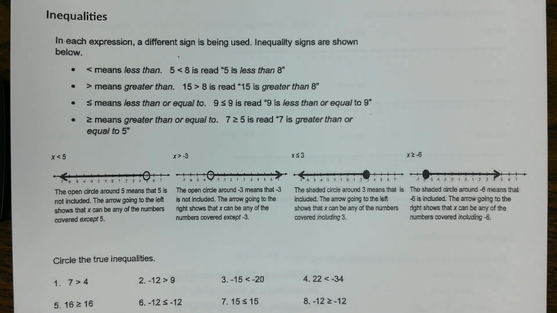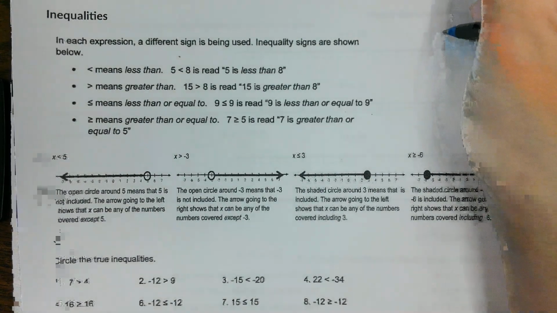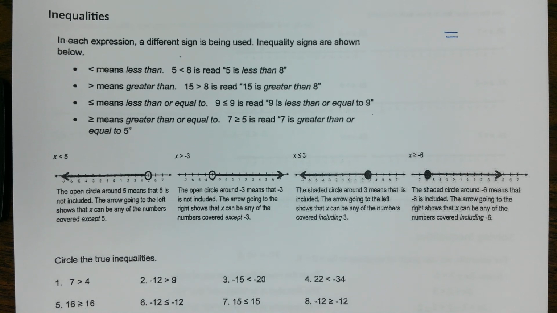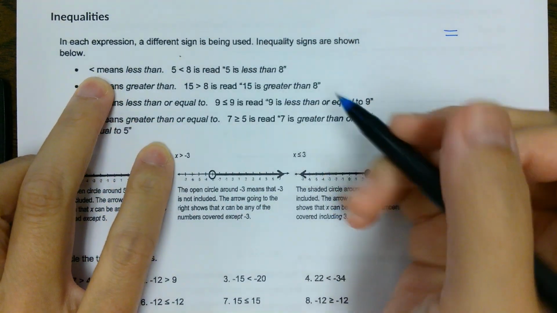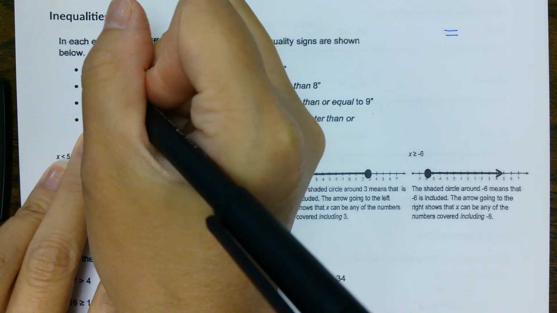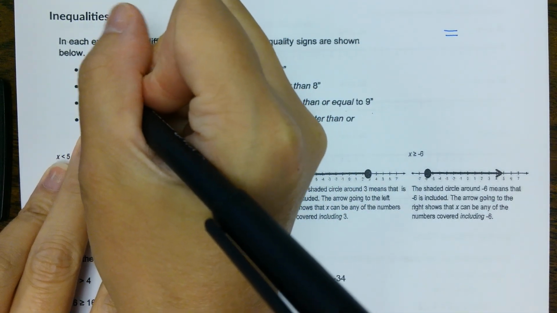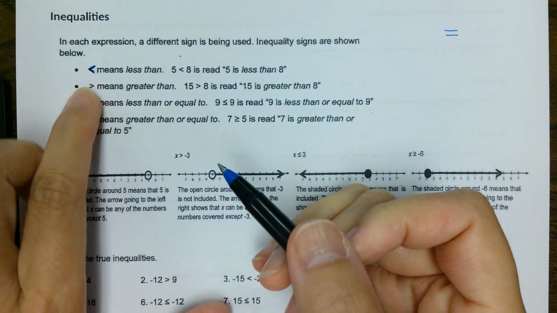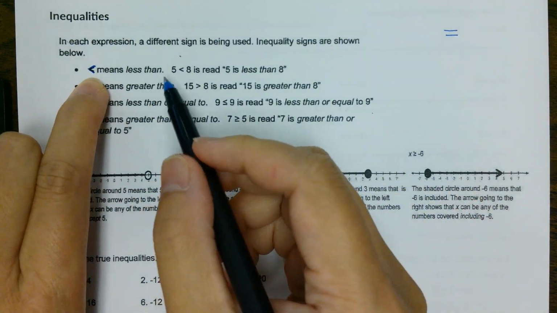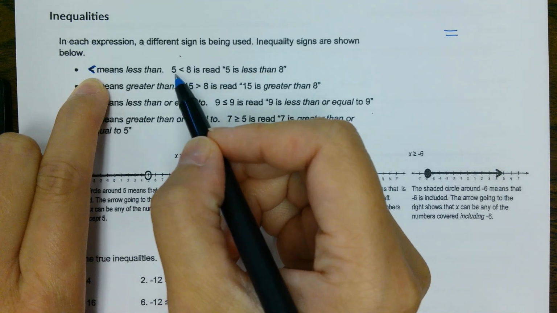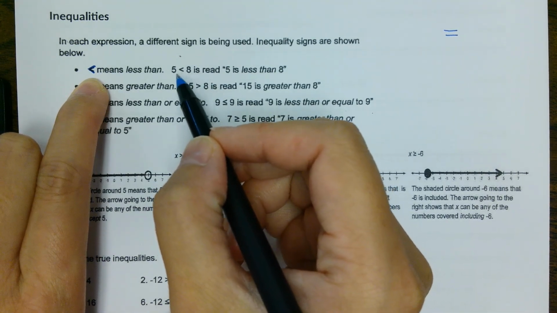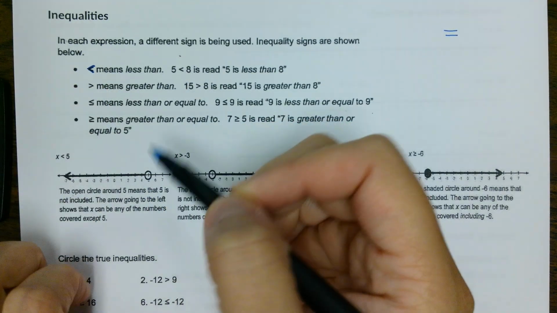All right, so inequalities. The questions that we've been working on have always been using an equal sign. The equal sign works the same way as these inequalities. It's just that now we're going to use these symbols. What is this symbol called? Less than. So if I write it like this, 5 is less than 8.